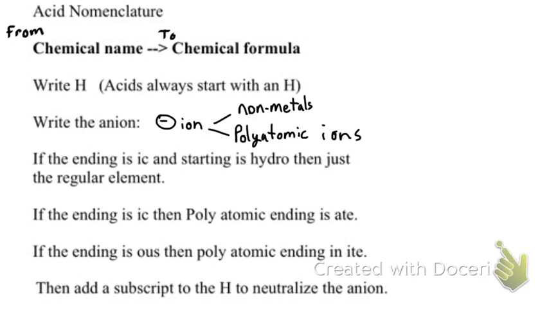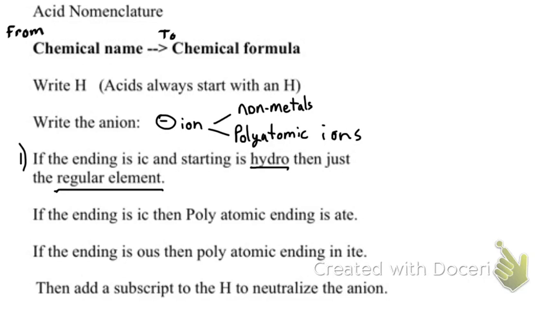The first rule when looking at anions, if the name has the ending ic and it starts with hydro, then you know that those hydrogens are going to be bonded to just a regular element. So this is very important to remember. If you see the word hydro starting an acid, then it's just going to be bonded to a regular element.